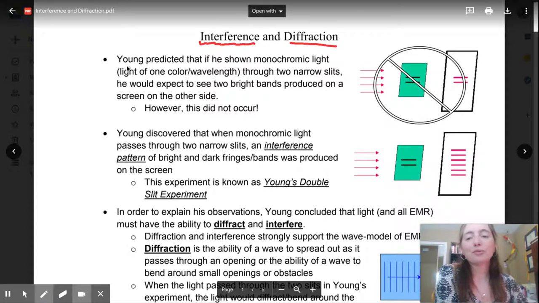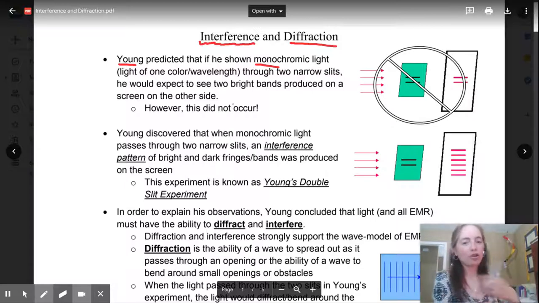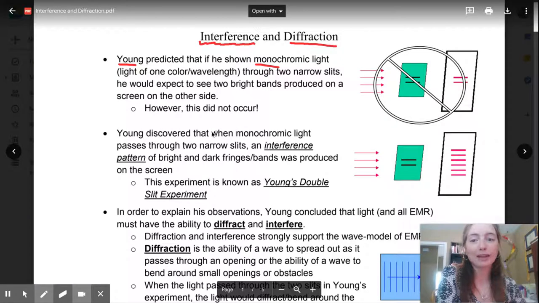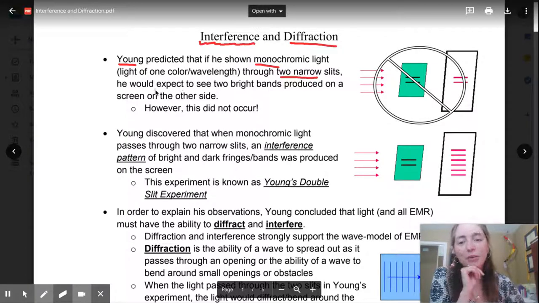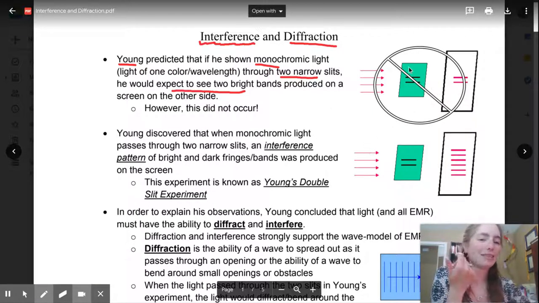Okay. So a scientist named Mr. Young predicted that if you shone monochromatic light, now remember the Latin, mono in Latin means one, chromatic means color, so a light of one color or one wavelength, through 2 narrow slits, and we're talking super narrow slits, he would expect to see just 2 bands as the light goes through and reaches the other side. However, that's not what he saw. He did not see light forming 2 bands.